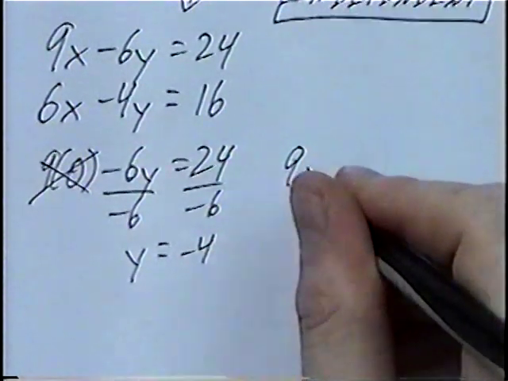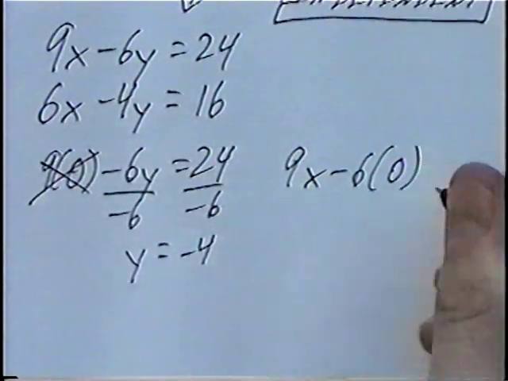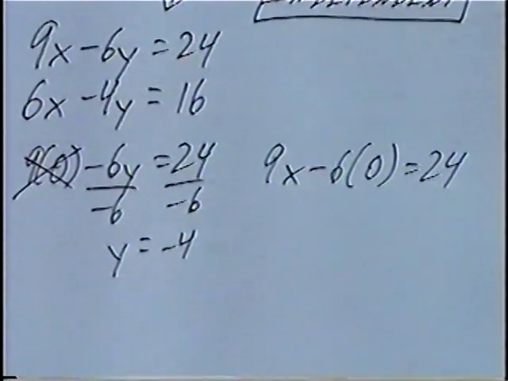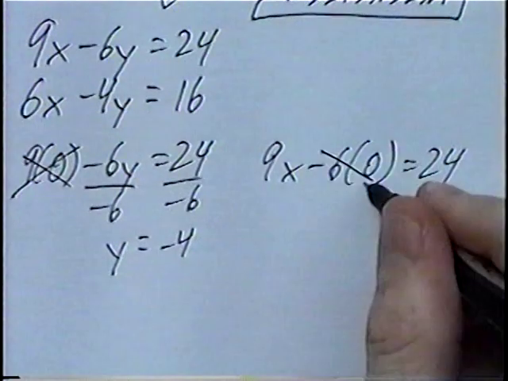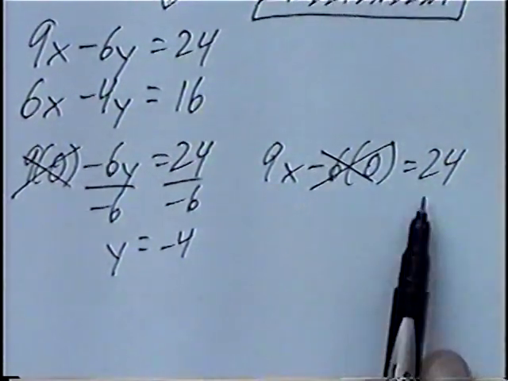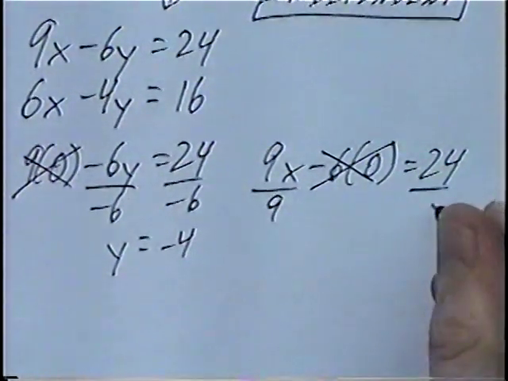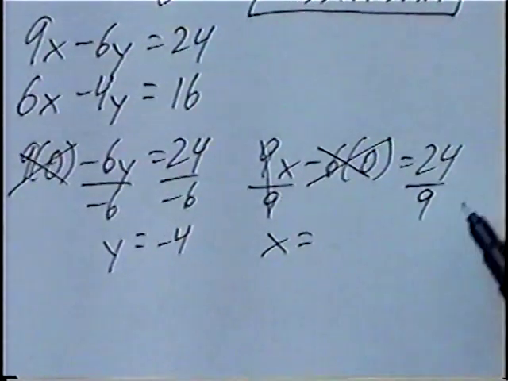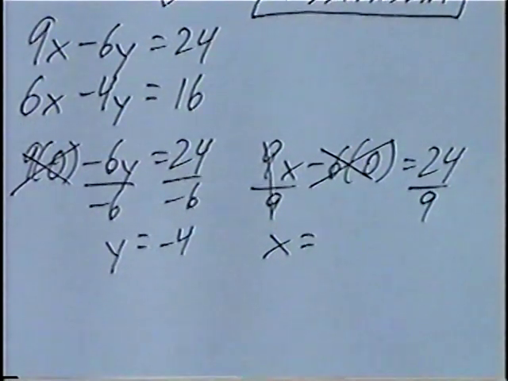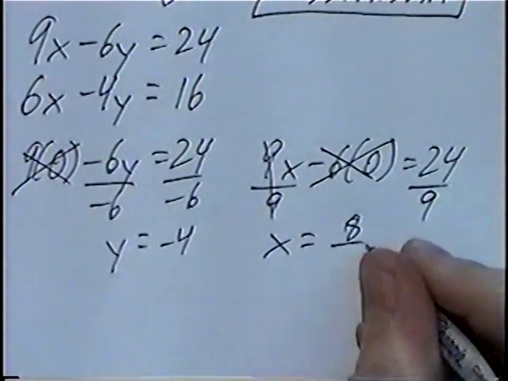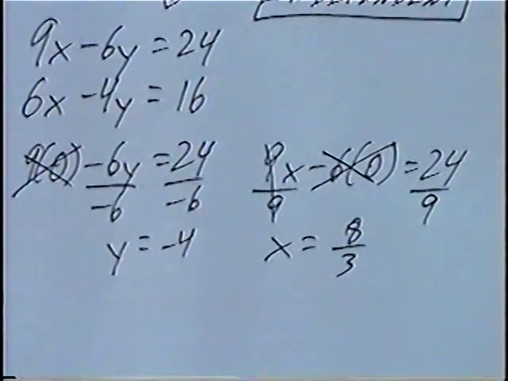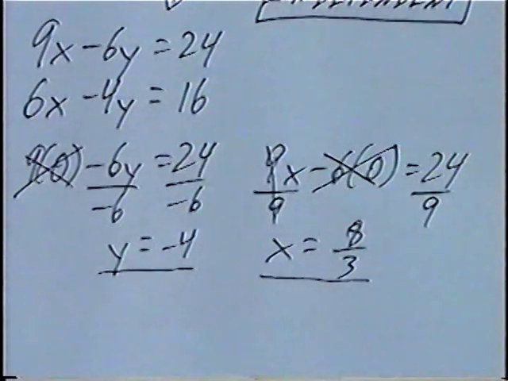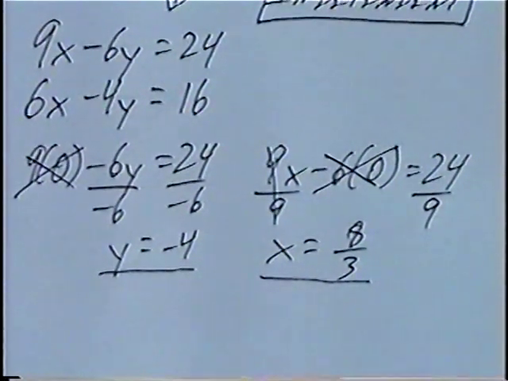Solving the same equation, but this time putting a 0 for the y value, we can find the x-intercept. Negative 6 times 0 would cancel. 9x equals 24. We can divide by 9. And x equals... 9 doesn't go into 24, but we can reduce. And it reduces to 8 over 3. So the two intercepts: y equals negative 4, x equals 8 over 3. We can use those in the graph in just a minute for the first line.